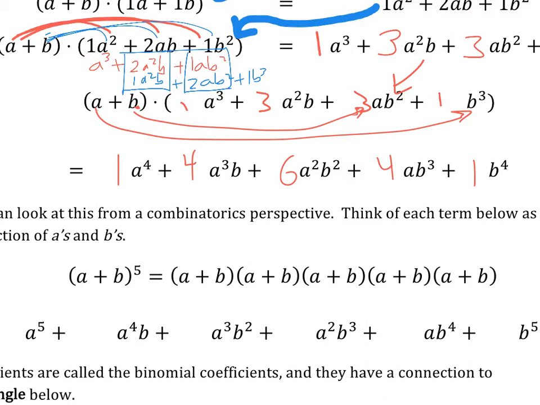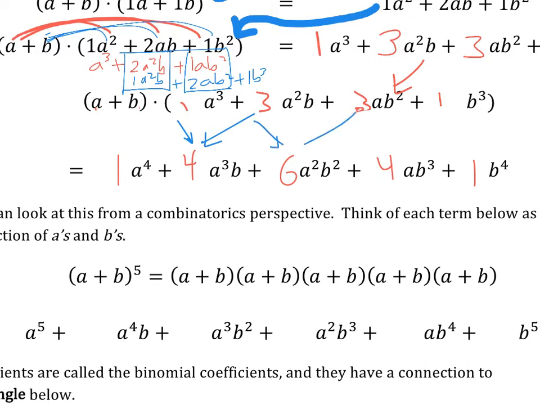Now notice that procedure that we just went through. It was very orderly. Since it was orderly, we're going to be able to use this to continue the pattern. That 1 and that 3 gave me 4, that 3 and that 3 gave me 6. This 3 and that 1 gave me 4. And then we're always getting these 1s on the end.